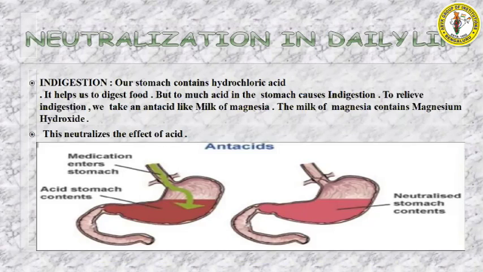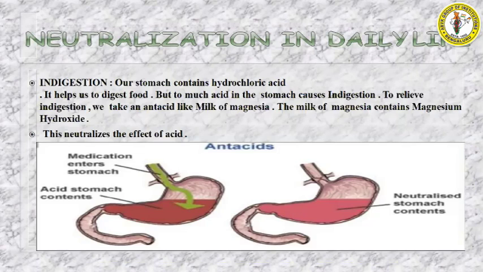You all know that in nutrition in animals, we have studied this, right? Our stomach contains hydrochloric acid. The inner wall of the stomach releases hydrochloric acid and digestive juices to digest the food we have eaten. Correct? It helps us to digest food, but too much acid in the stomach causes indigestion.